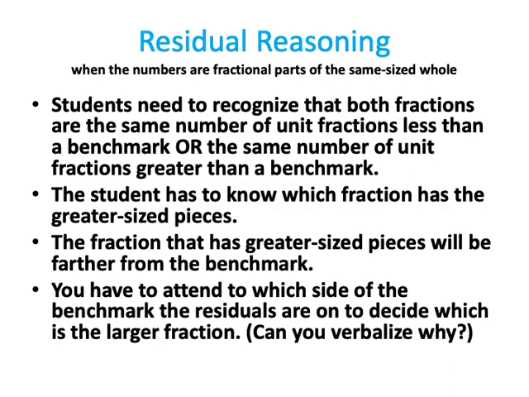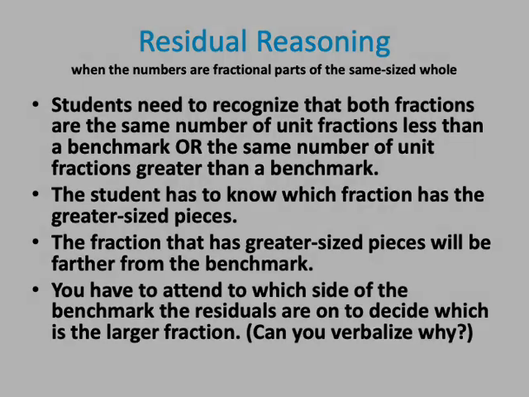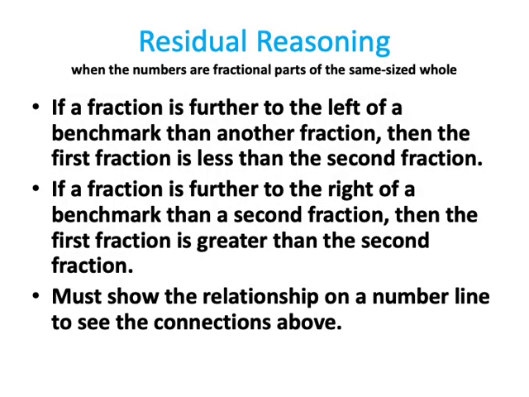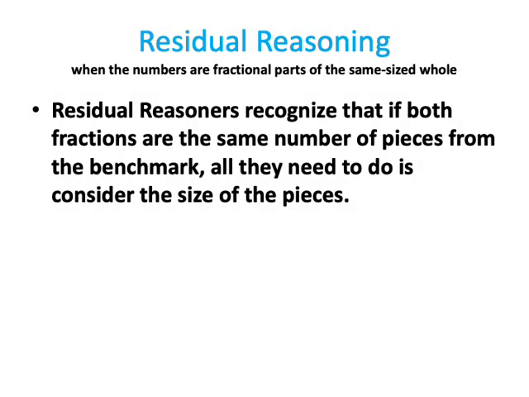You have to attend to which side of the benchmark the residuals are on to decide which is the larger fraction. If the fraction is further to the left of the benchmark than another fraction, that means that first fraction is less than the second fraction. If a fraction is further to the right of a benchmark than a second fraction, then the first fraction is greater than the second fraction. And then we must show the relationship on a number line to see the connections. Residual reasoners recognize that if both fractions are the same number of pieces from the benchmark, all they need to do is consider the size of the pieces.